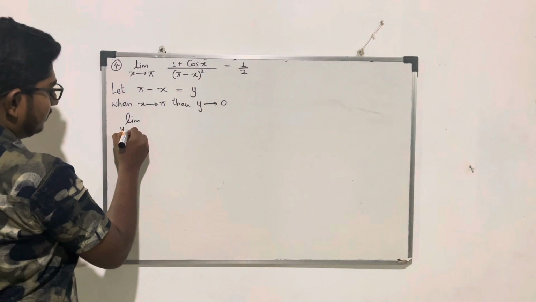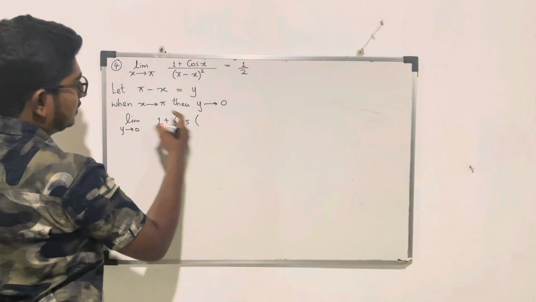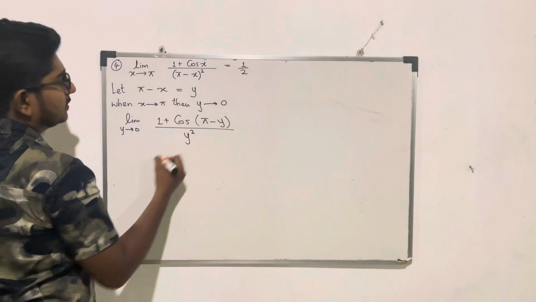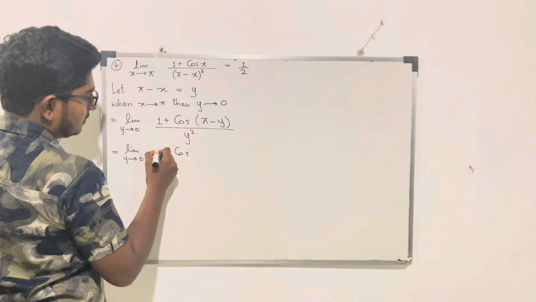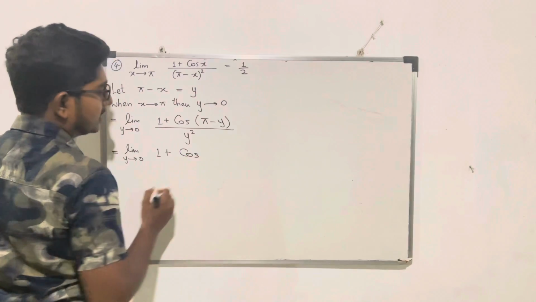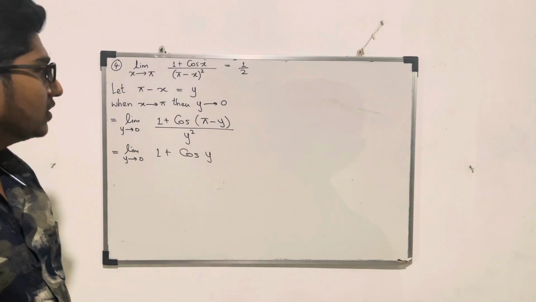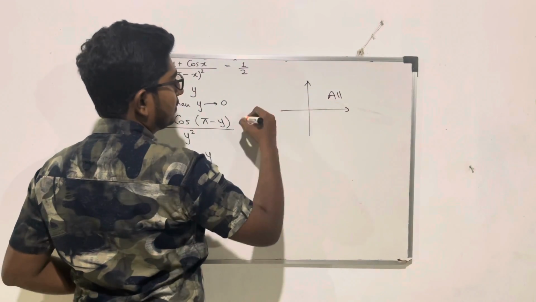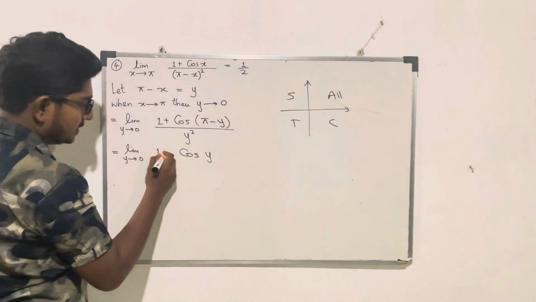Now change the question. Y tends to 0, 1 plus cos x. So instead of x I can write 5 minus y, and the denominator 5 minus x is y, so it is y square. 1 plus cos of 5 minus y. Cos of 5 minus y is, ratio doesn't change, cos y. So cos 5 minus y is in the second quadrant. We know second quadrant cos values are negative. In the first quadrant all the ratios are positive. In the second quadrant sine ratios are positive. Then cos ratios become negative and this becomes minus.